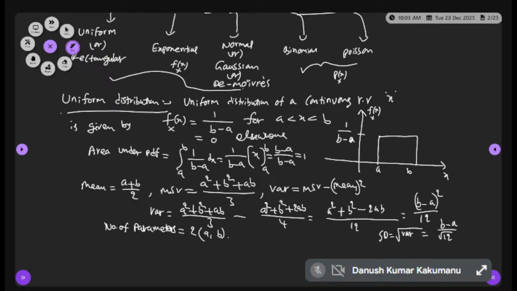This is the introduction about the uniform distribution. Is it clear to all of you? No confusion, all of it. This is the introduction about uniform, right? What is the f of x formula? Mean, mean squared, variance, standard deviation, number of parameters. Now let us go to our next slide.